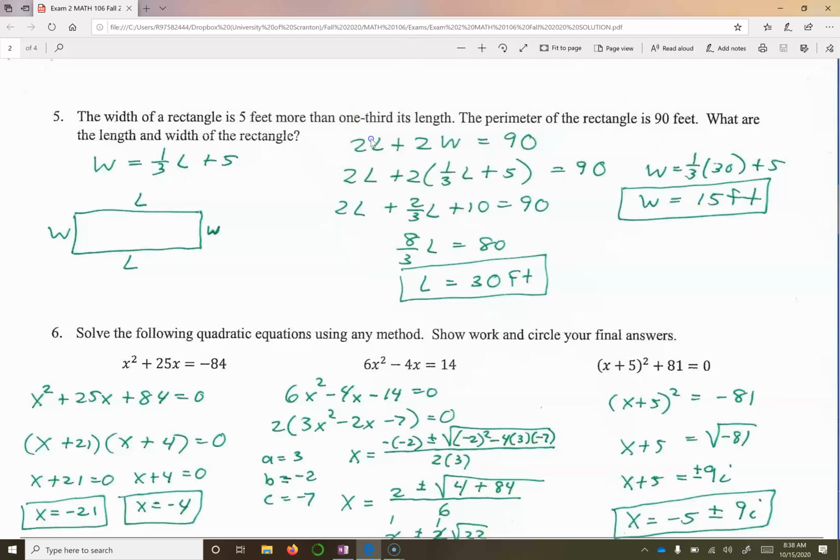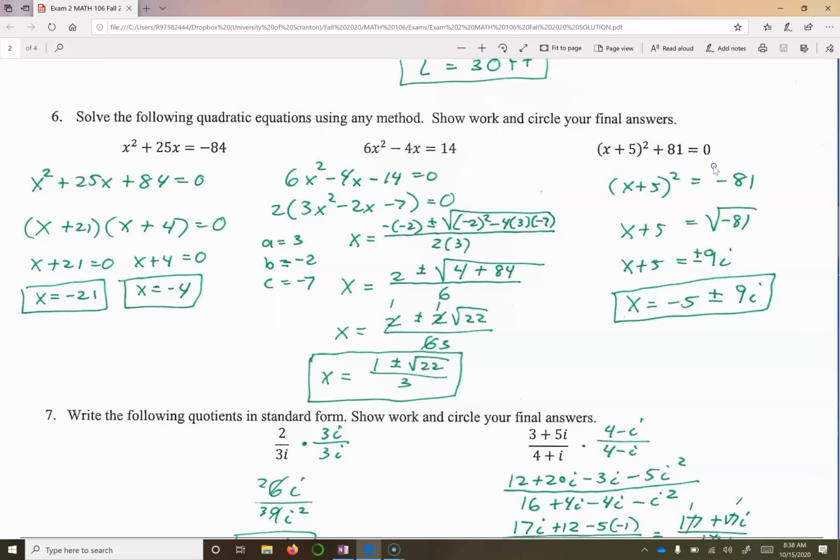Essentially, here's the equation for perimeter, right? 2 times the length plus 2 times the width for a rectangle equals, and they give us the perimeter of 90. And we know that the width's in terms of the length, and then all you have is an equation with one variable, and you solve it. And then plug that back into the width equation.